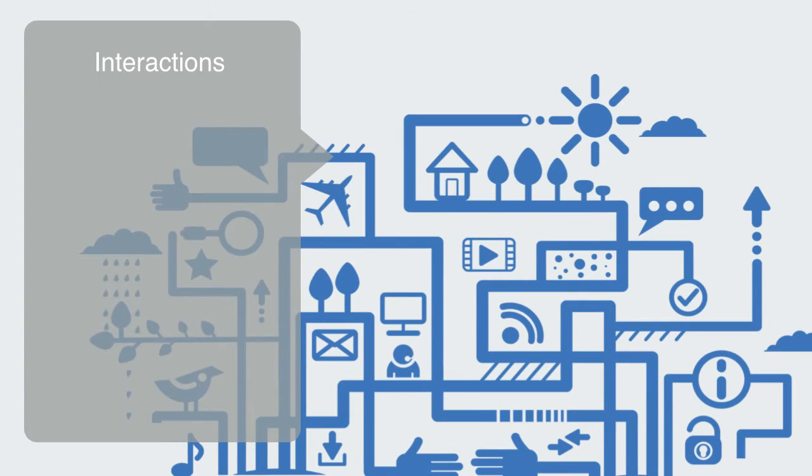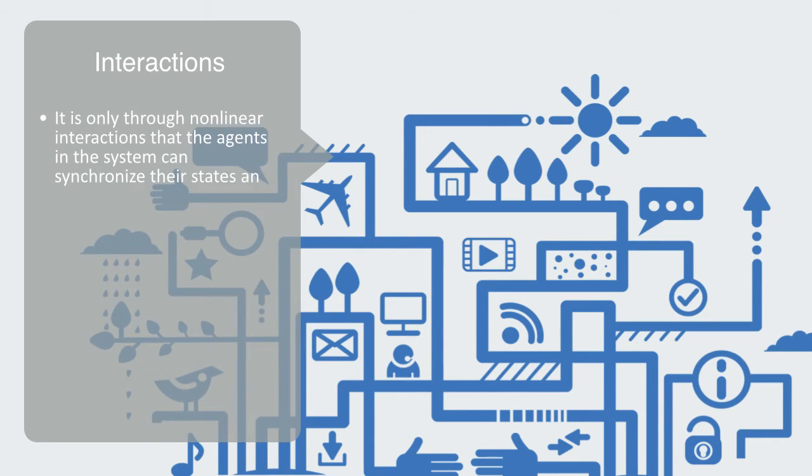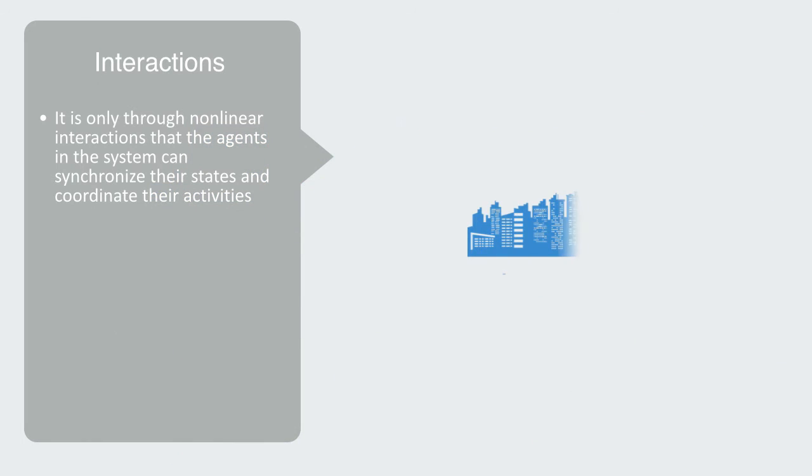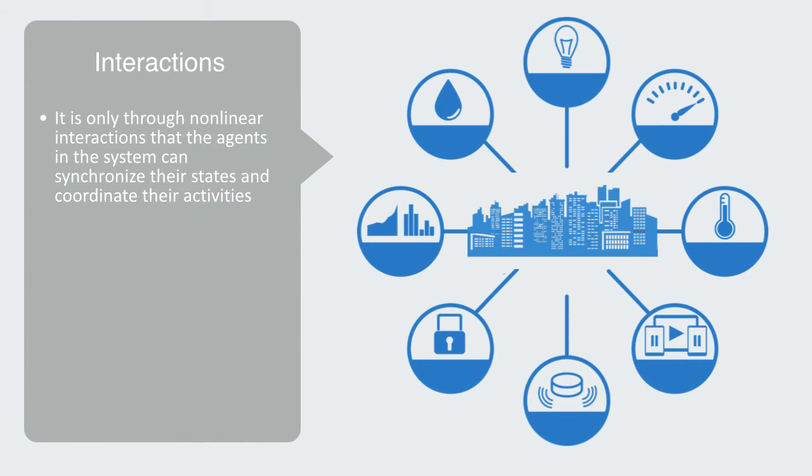Lastly, all these systems need to be able to interact. It is only through non-linear interactions that the agents in the system can synchronize their states and coordinate their activities. Typically, this requires some form of protocol and interoperable platform. For example, smart cities are enabled by open standard IoT platforms that allow different devices to share information and coordinate. Through open traffic control platforms, cars can communicate with parking lots in order for the system to self-organize.